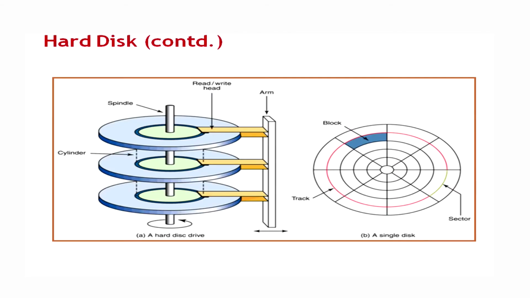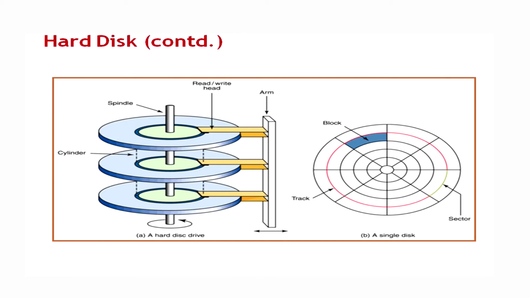The picture here shows you the functionality and the structure of the hard disk. You can see various disks are placed one above the other. Each disk is known as a platter and there are movable heads which move on each platter. Data can be stored on both sides of each disk. So, that is why the storage capacity of the hard disk is quite large.